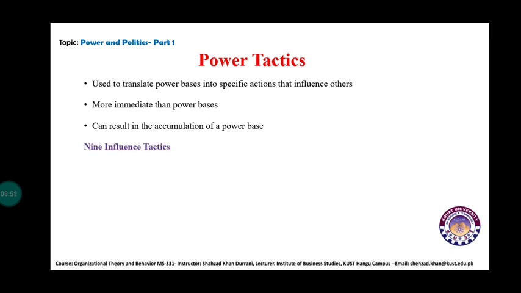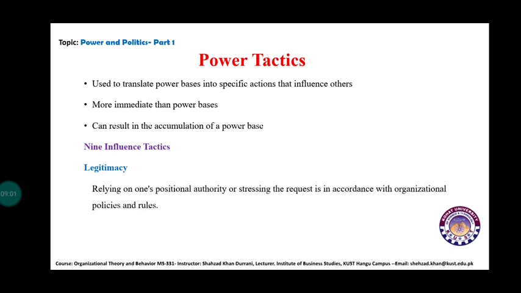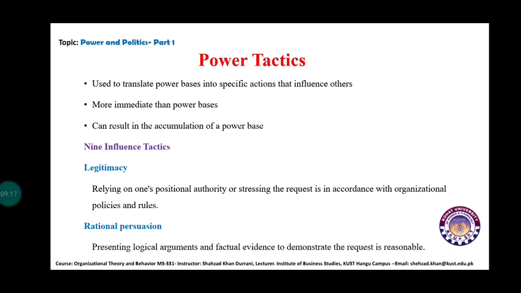The next one is the nine influence tactics, and the first is legitimacy. Legitimacy means relying on one's positional authority or stressing that the request is in accordance with organizational policies and rules. The next one is rational persuasion, which includes presenting logical arguments and factual evidence to demonstrate that the request is reasonable. So these are the tactics.